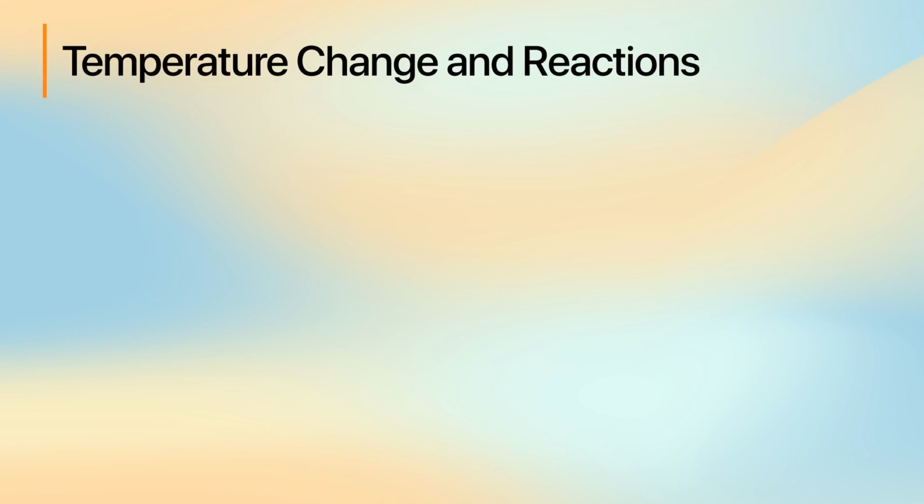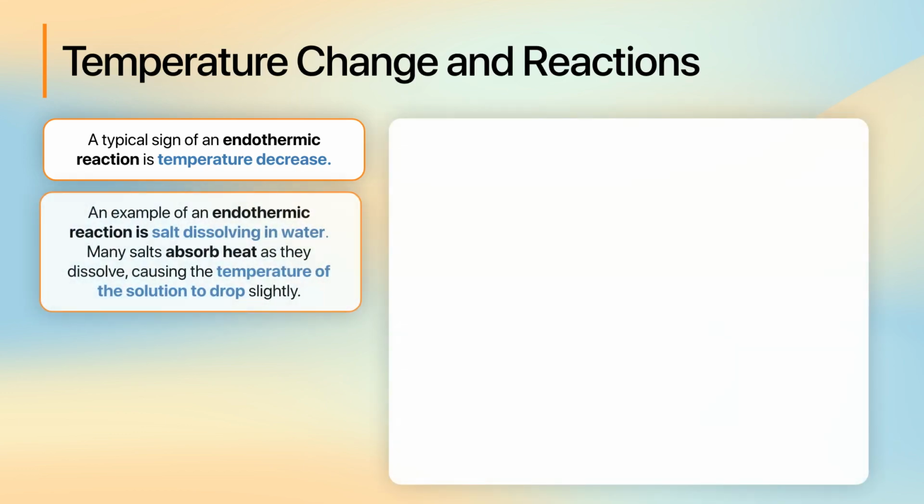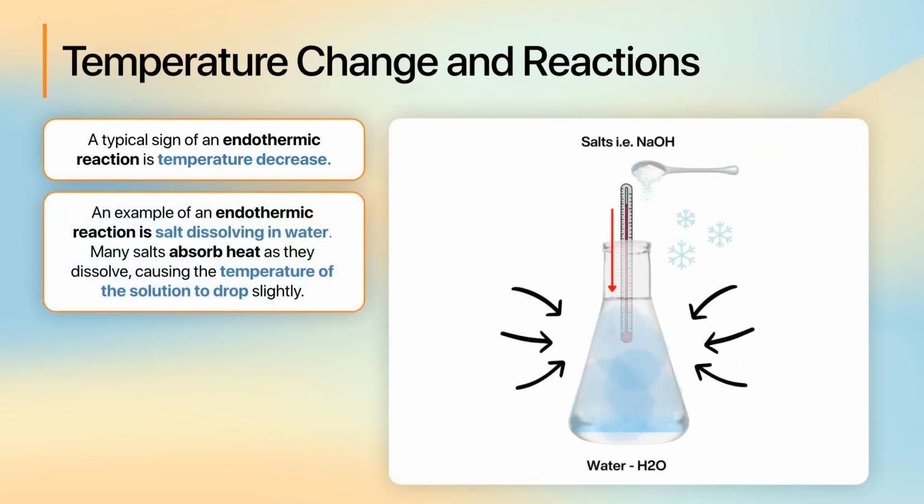Endothermic reactions absorb energy from the surroundings. Accordingly, a telltale sign of an endothermic reaction is temperature decrease. If, upon measuring the temperature of the reaction mixture, you notice a drop, this signifies an endothermic reaction. The chemicals are pulling in energy from the surroundings, thus cooling the immediate environment. One example of an endothermic reaction is salts dissolving in water. Many salts absorb heat as they dissolve, causing the temperature of the solution to drop slightly.